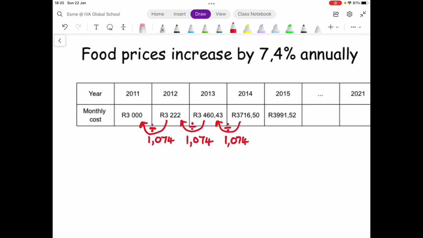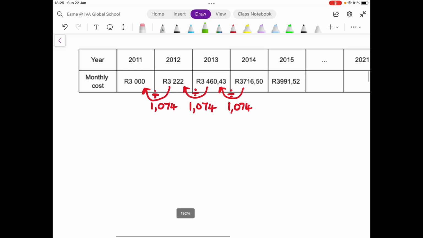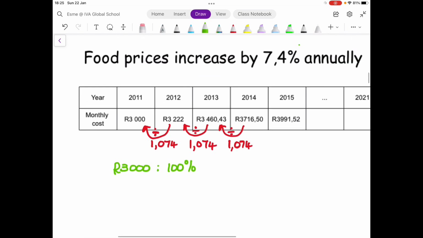I am dividing and I get the same value. Right, now what does that actually mean? So, 3,000 Rand, let's work it like this. So if I take 3,000 Rand and I increase it by 7.4%. So in other words, 3,000 Rand is going to be my 100%. I'm going to increase it, which means add by 7.4%.